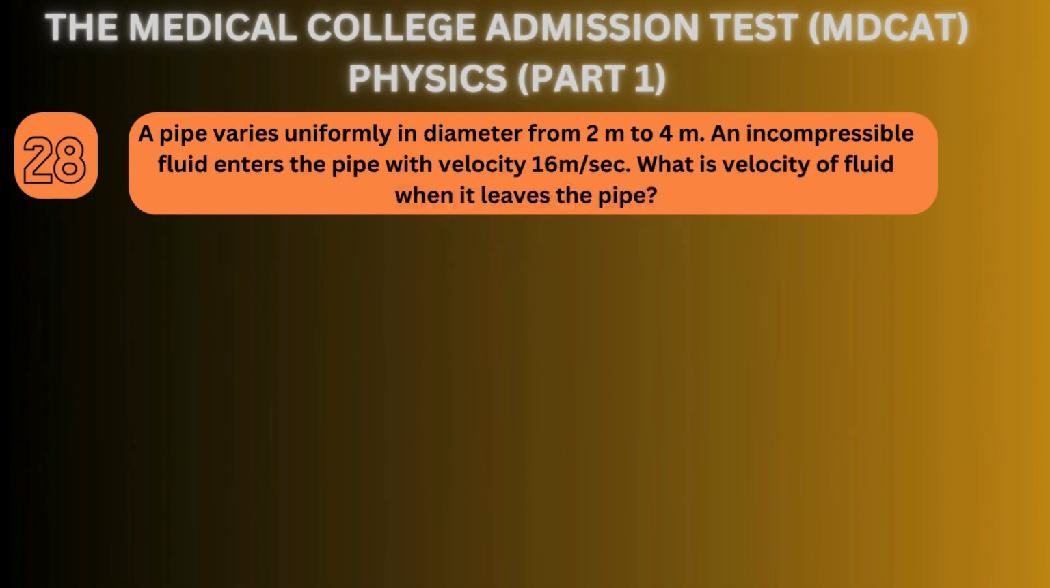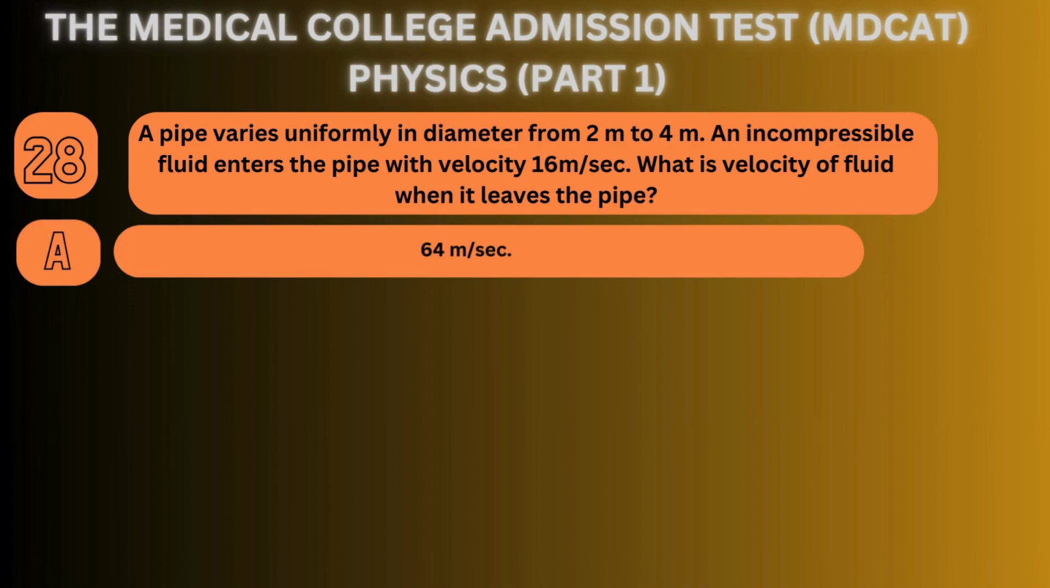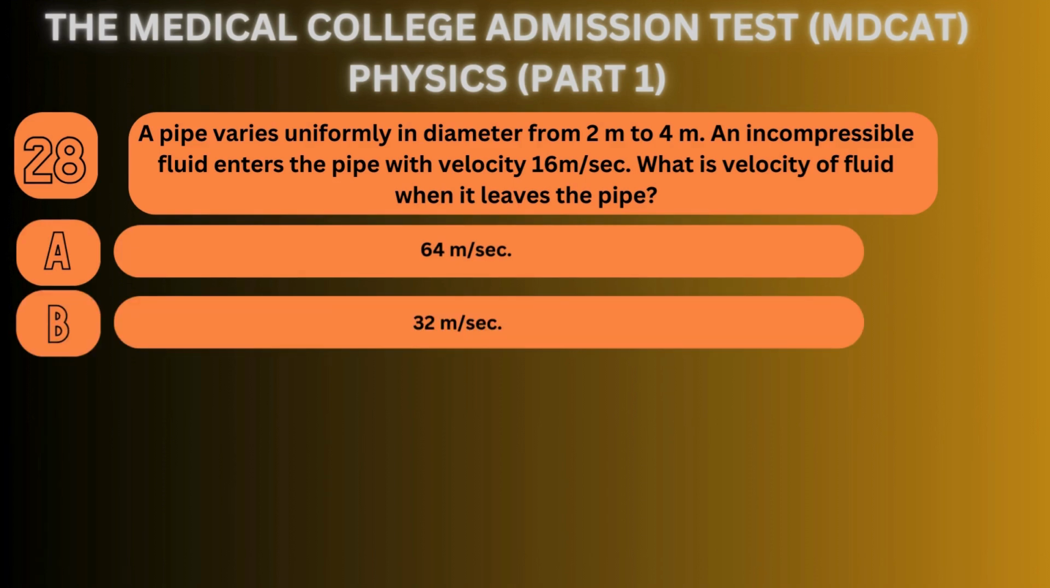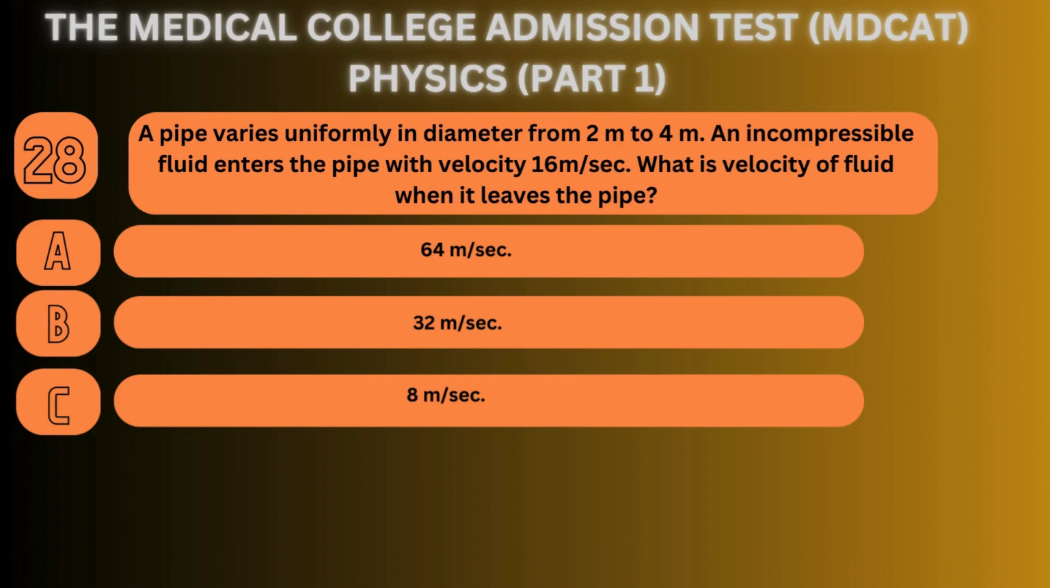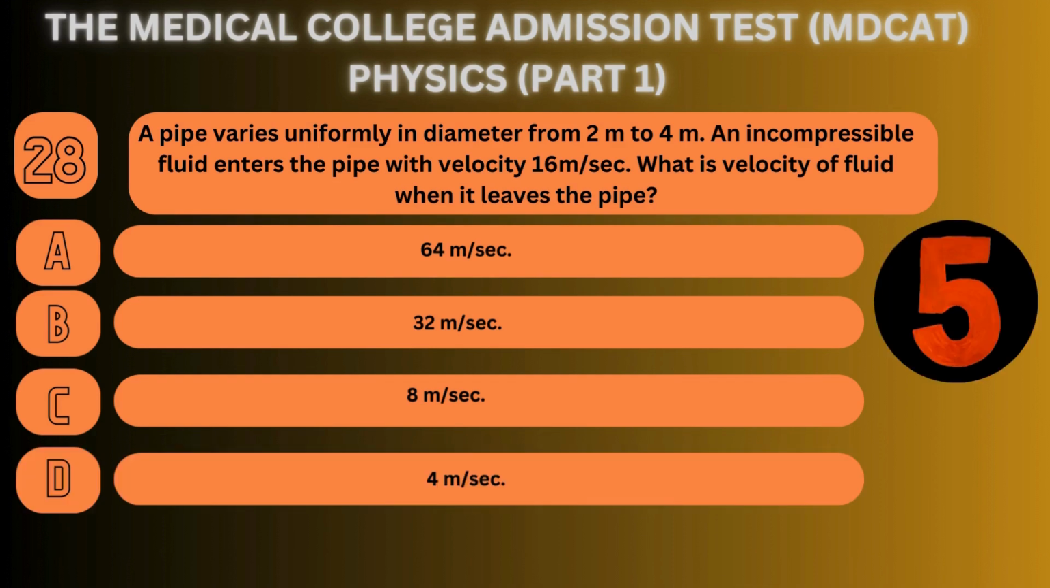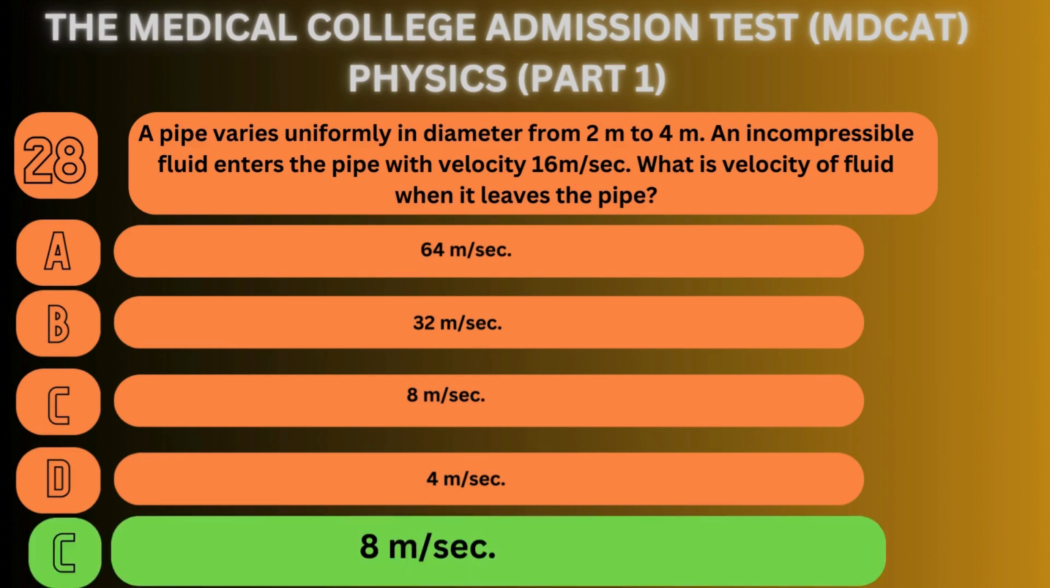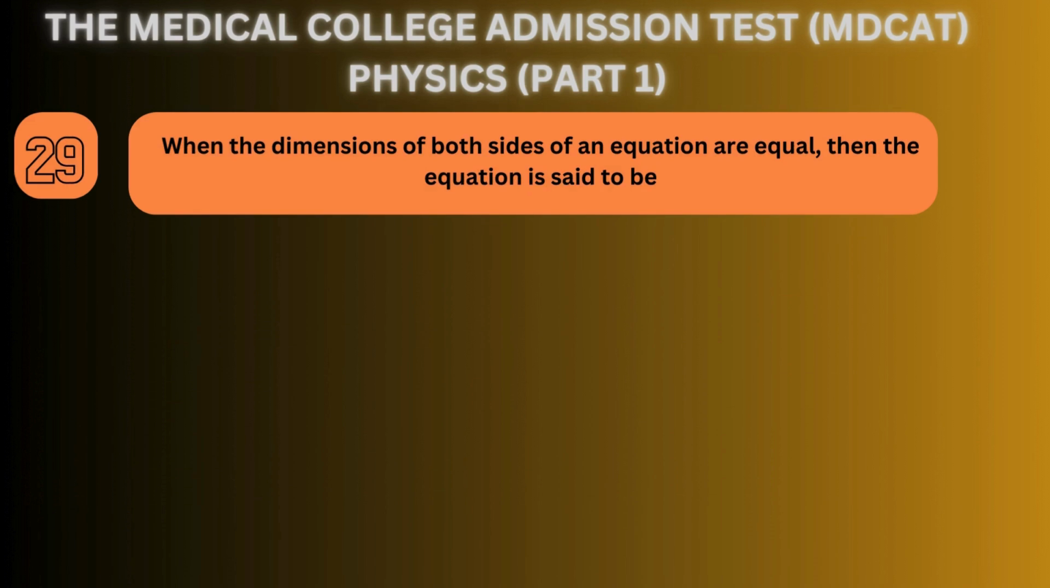Question number 28. A pipe varies uniformly in diameter from 2 m to 4 m. An incompressible fluid enters the pipe with velocity 16 m/s. What is velocity of fluid when it leaves the pipe? Option A, 64 m/s, option B, 32 m/s, option C, 8 m/s, option D, 4 m/s. 5, 4, 3, 2, 1. Correct answer is C, 8 m/s.